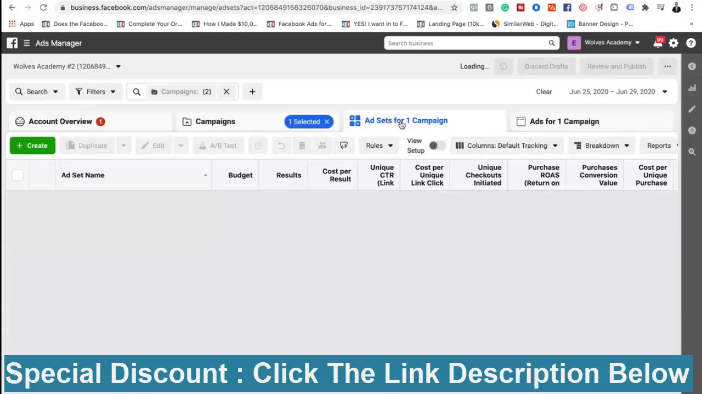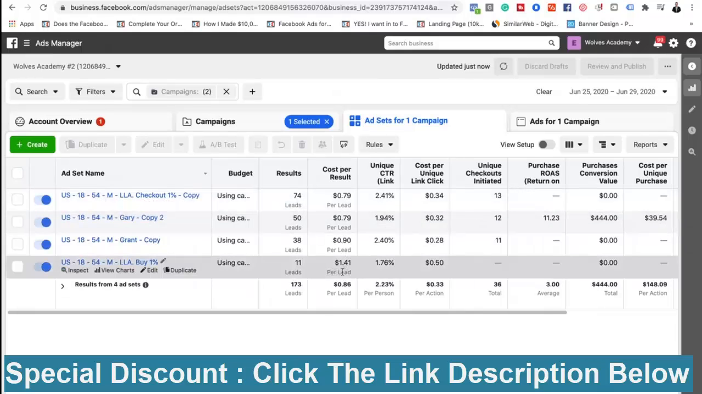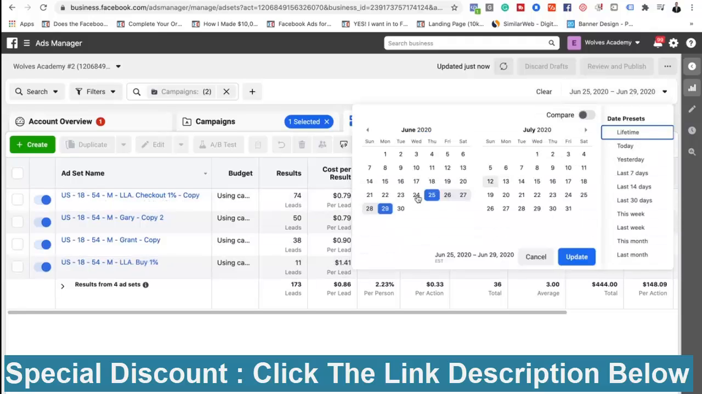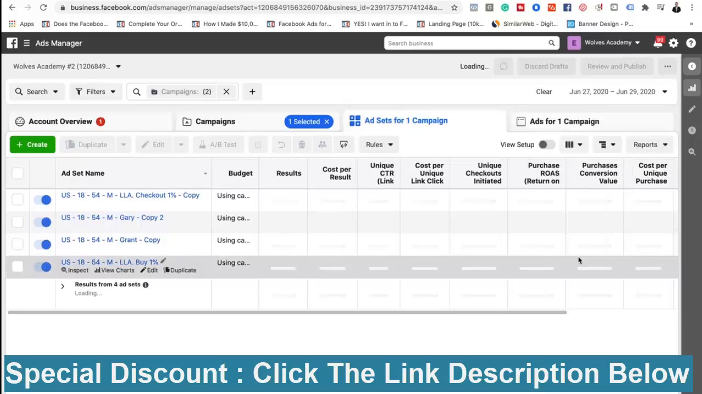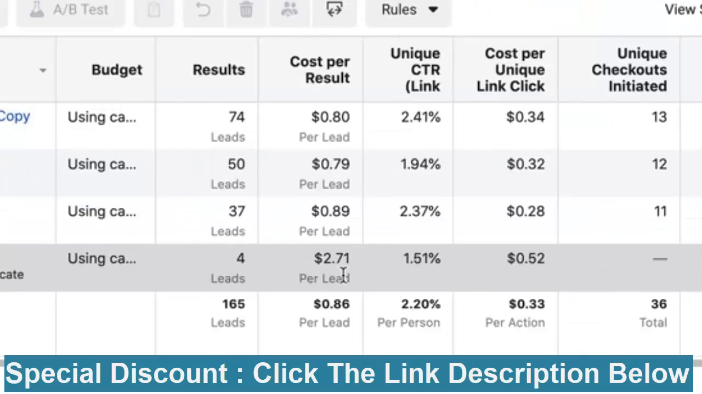And if I look at the lead conversions, everything is within KPI. This one's a little bit high right here. And it's not even spending a lot of money, and the cost per click is a lot higher than everything else. But I actually shouldn't be looking at it like this. I should be looking at it from a 3-day perspective. So the 29th to the 27th, whenever I'm making data-driven decisions, 3 days. So if I look at the cost per leads, this one is $2.71 per lead. So this one's out of KPI.